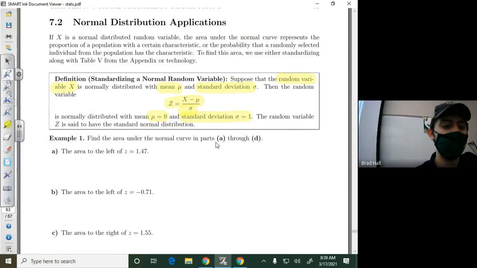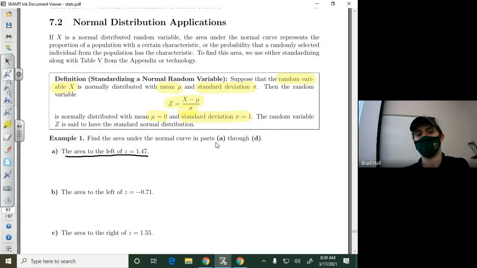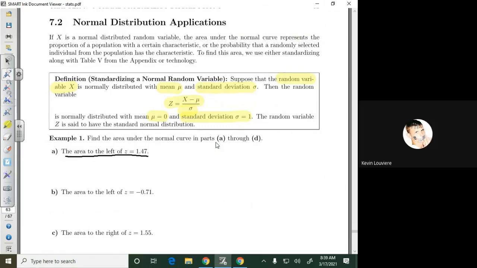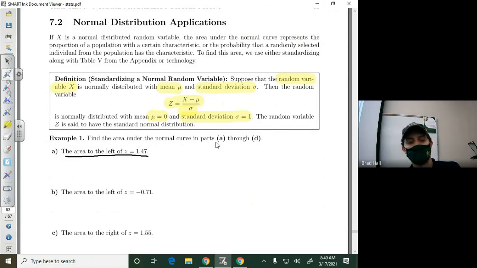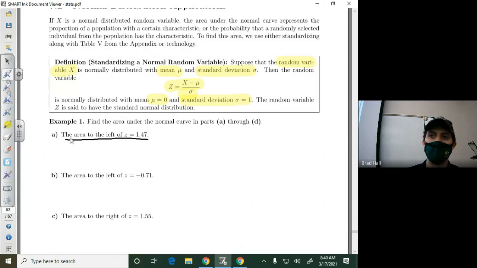Now, it says the area to the left of z is equal to 1.47. Does anyone happen to remember what z represents in this class? Z-score. Well, it makes sense. It's called a z, so that's the z-score. So let's just keep that in mind. Z is 1.47.